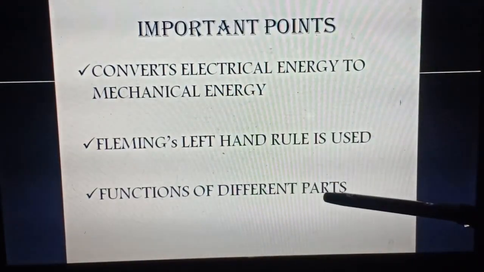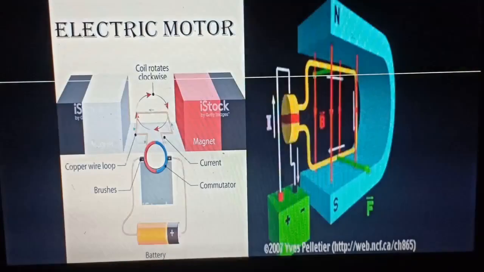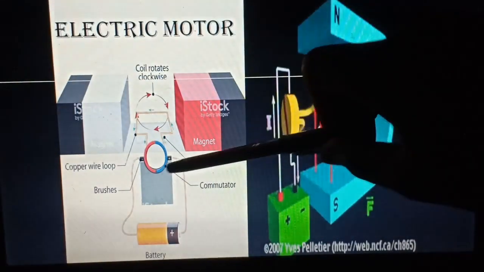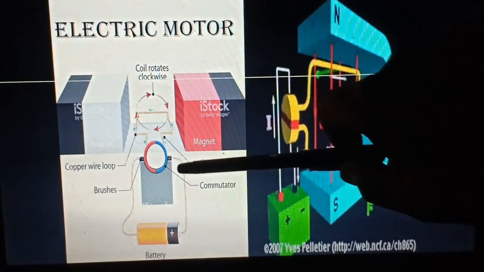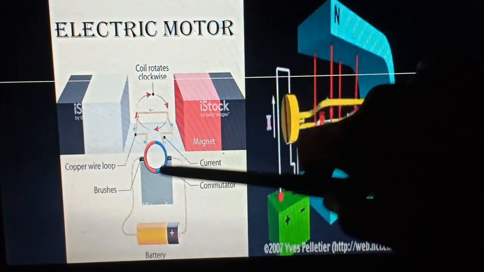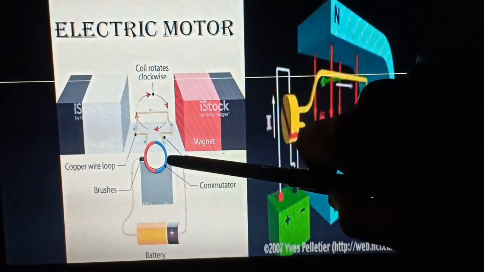And one more thing for students, regarding the function of the different parts. What is the function of this commutator? It reverses the direction of the flow of current. What is the function of the brushes? What is the function of these rings? Why are these rings used? Try to find out these answers.